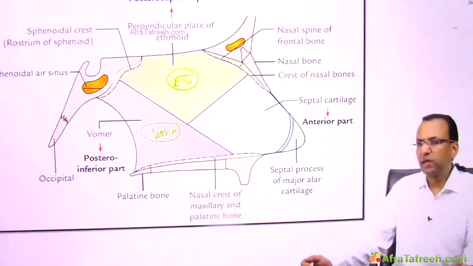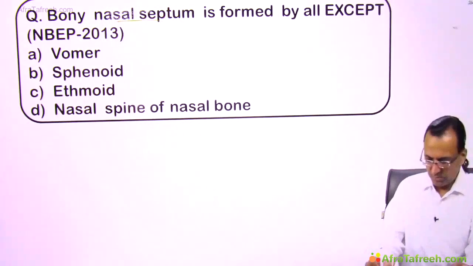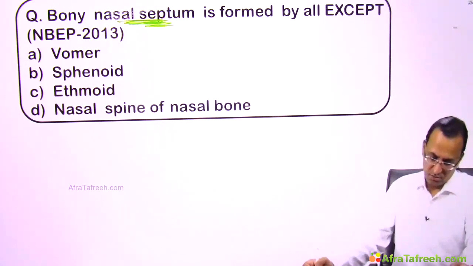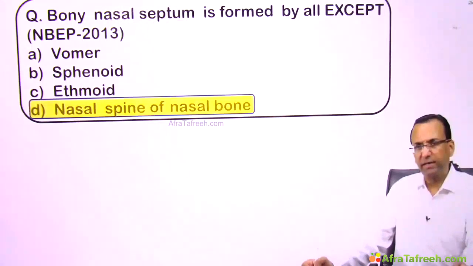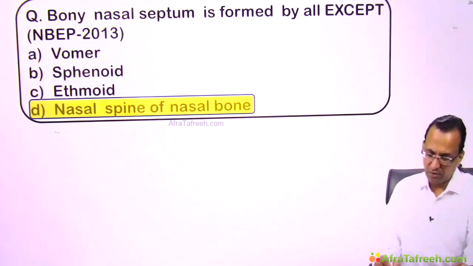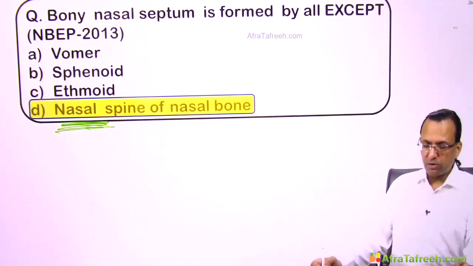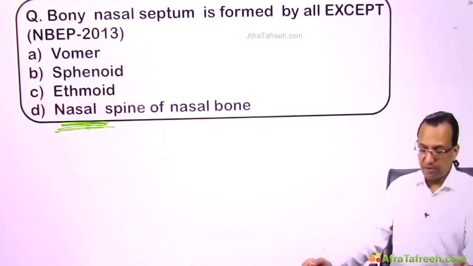Yes, that's why the question which you have seen, the answer is here. Bony nasal septum, I think, has so many crests. Okay, this is the answer. Yes, you know already. It is not the nasal spine of the nasal bone. It was the nasal spine of the frontal bone. So these are all questions which are coming, and you should be careful about the details. And we are going to the next thing.